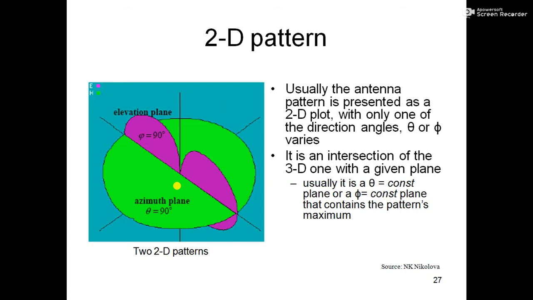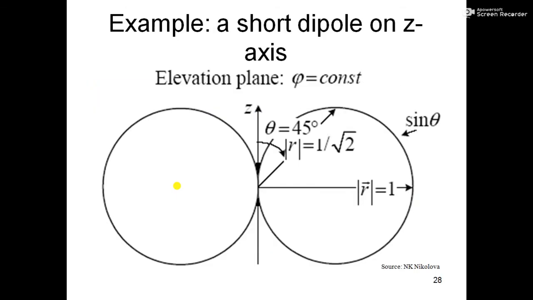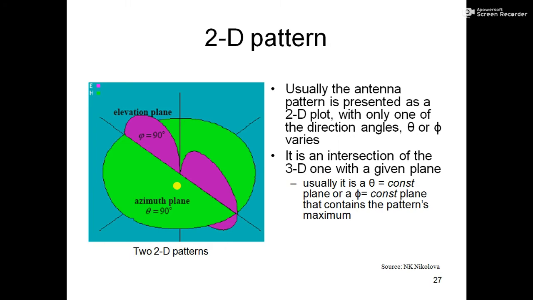So it is an intersection of the 3D one with a given plane, either the azimuthal plane or the elevation plane. So it is shown here. This is a 2D plane of the elevation plane, phi equal to constant. So you can see here phi equal to constant and theta is changing.